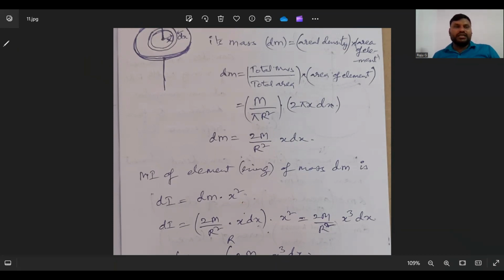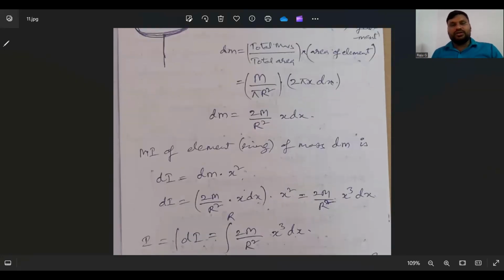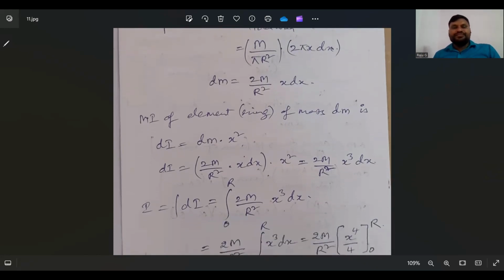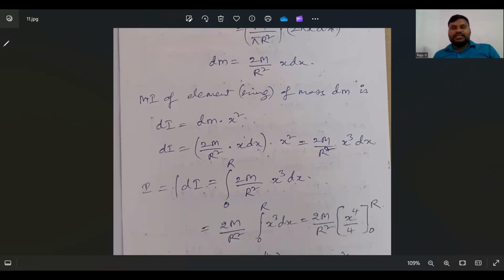Already we learned in the previous example, the moment of inertia of a ring whose mass is m and radius is r is m r squared. Similarly, the moment of inertia of the elemental ring whose mass is dm and radius is x is dI is equal to dm into x squared. And now, after substituting the dm value and simplifying, we will get dI as 2m by r square into x cube dx.